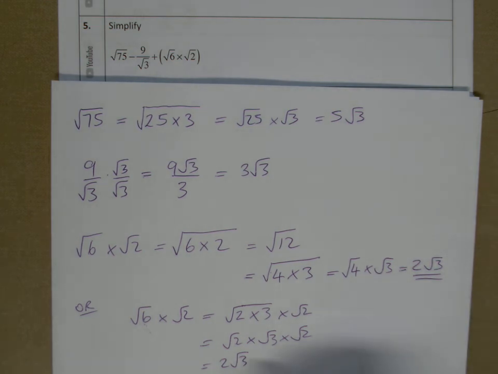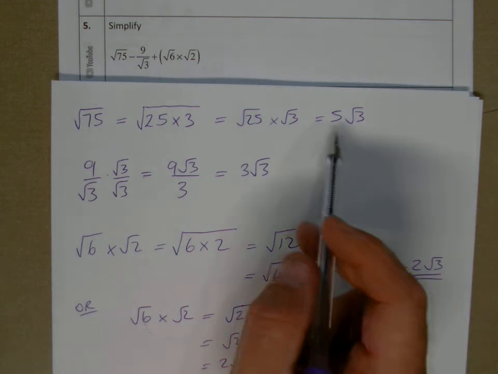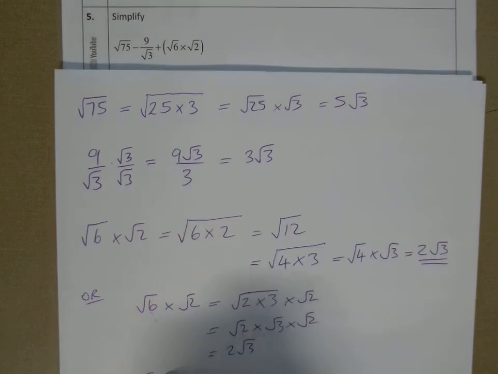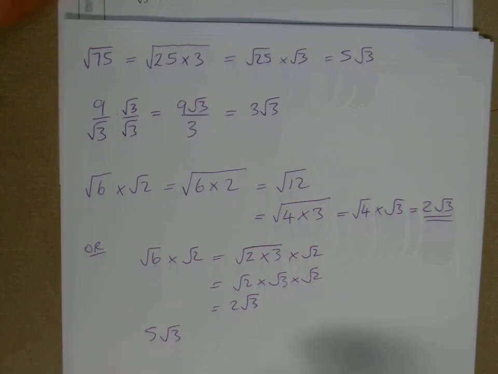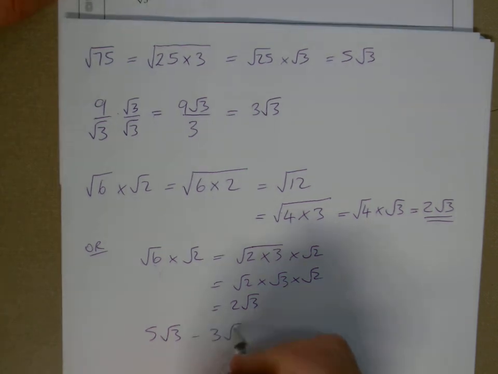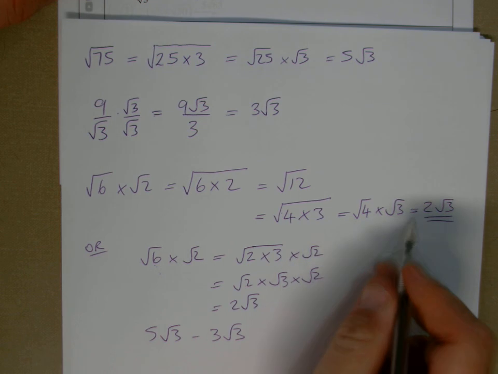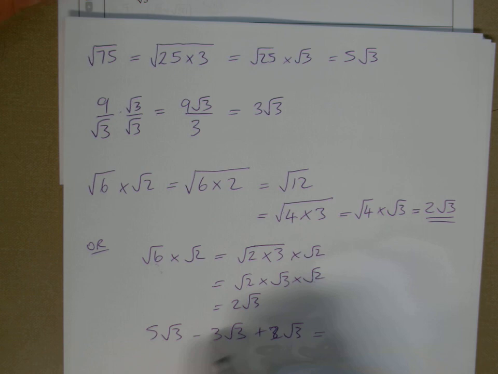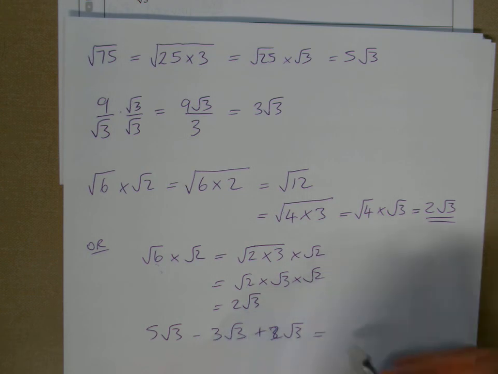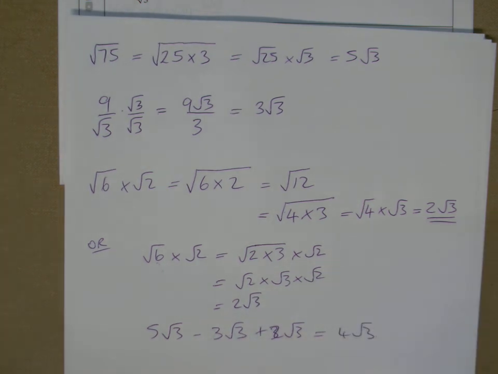Okay, putting it together then, final answer, you get 5 root 3. Then it says in the question to take away 3 root 3, and then you've got to add the 2 root 3. So that becomes 4 root 3, my final answer.